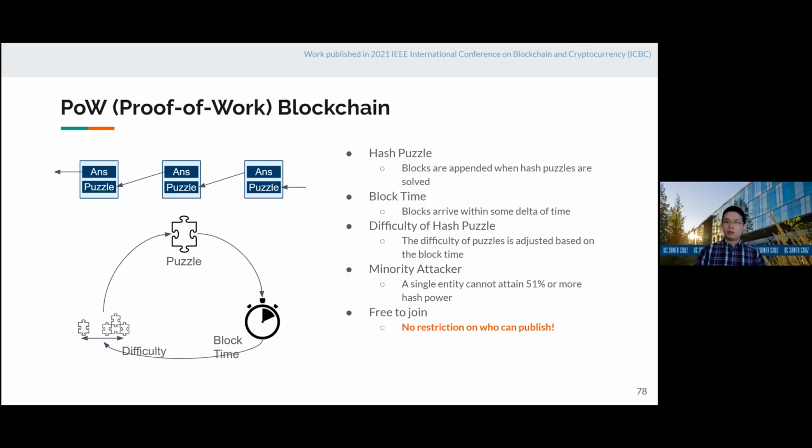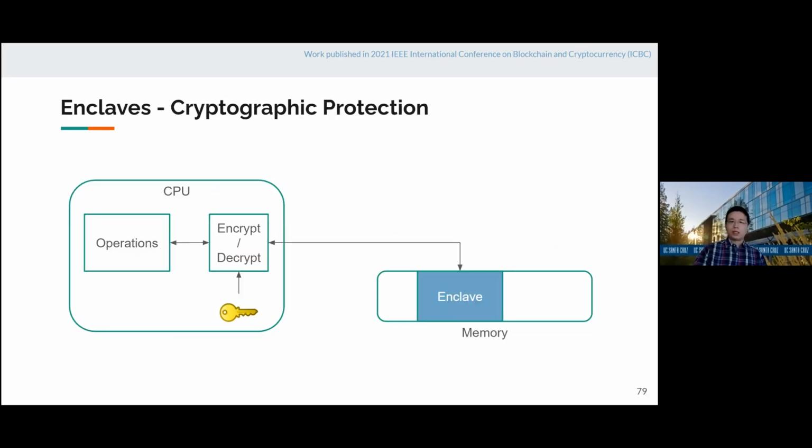But the problem is in a public blockchain, anyone can publish a new block, and that can cause an issue in the enclave. Let's see why it can cause an issue. We use this graph to demonstrate what an enclave is. Now let's consider that the enclave needs to communicate with some node in the internet, or needs to download the blockchain from the internet. So how can it do that?